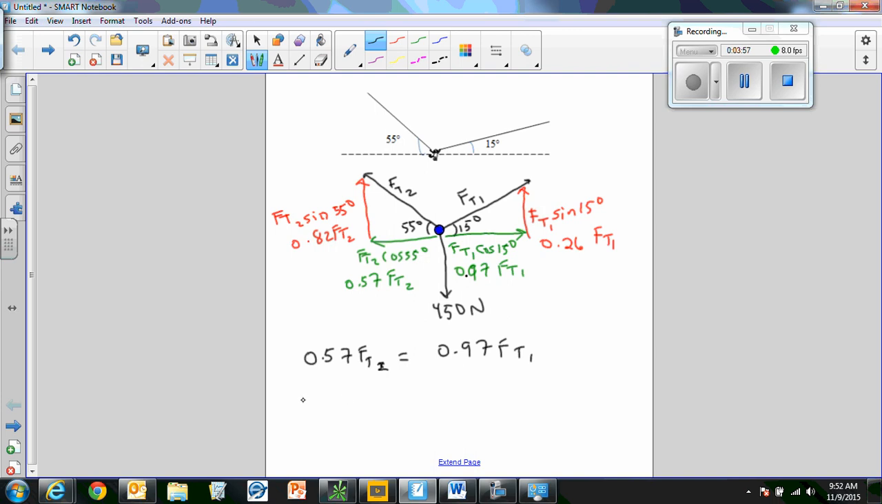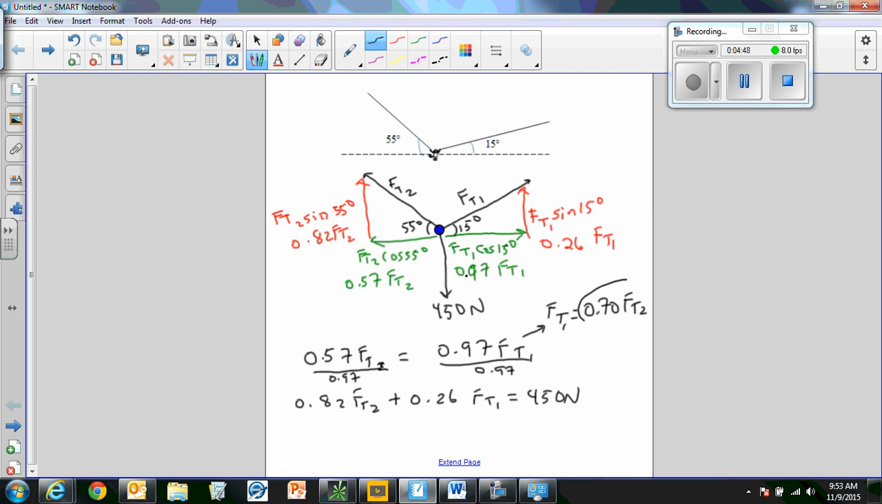So let's get our other equation. 0.82 FT2 plus 0.26 FT1 must equal 450 newtons. All right. So if I divide, I'm going to try to find FT1, or actually FT2. So I'm going to divide both sides by 0.97 here. When I do that, I'm going to get FT1 equals 0.57 divided by 0.97, which gives me 0.7 basically, times FT2.